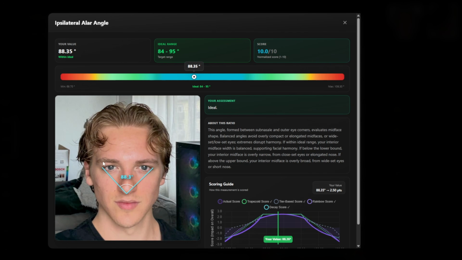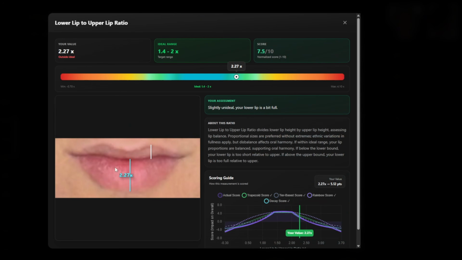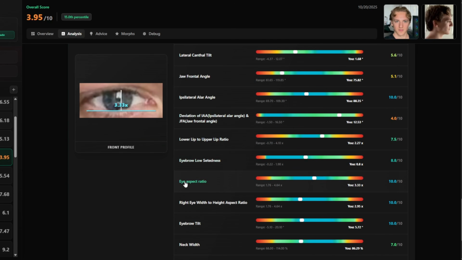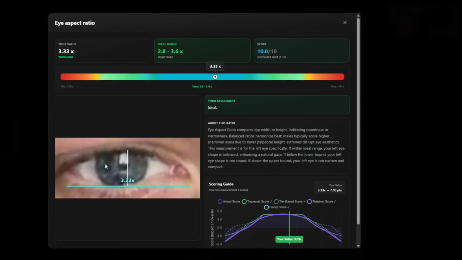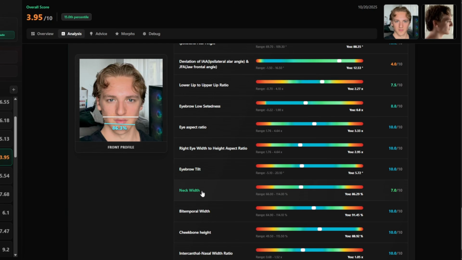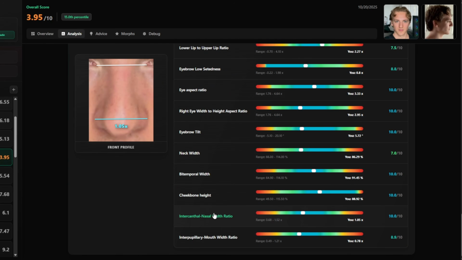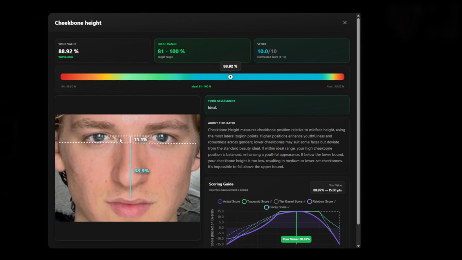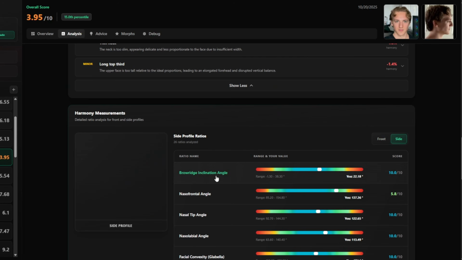Ipsilateral alar angle is good. The width, the harmony of the interior midface, which is this part here, just the middle part of the midface. You can see that his upper lip is kind of thin compared to his lower lip. Definitely a flaw there. Like I said, he has a good eye aspect ratio, good eye width to height ratio. Eyebrow tilt looks pretty good. Neck width is a little bit thinner than ideal. See 86% here. High cheekbones, like I noted, they sit pretty high, close to his eyes. And yeah, so let's move on to the side profile here.